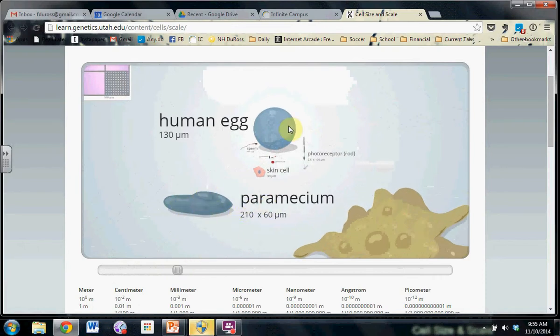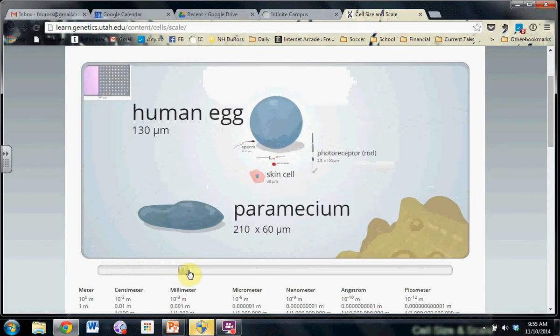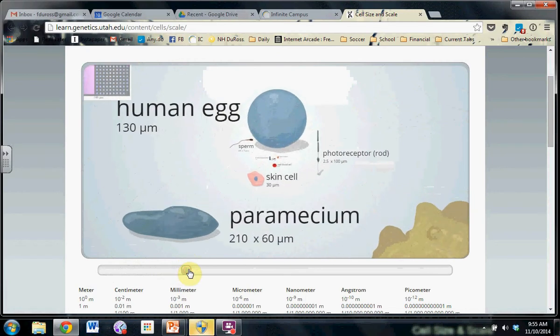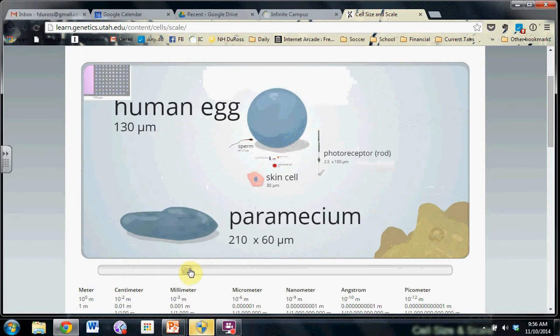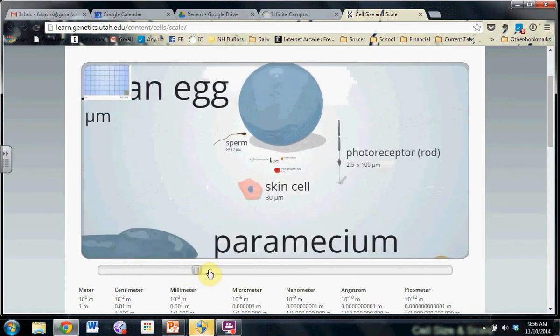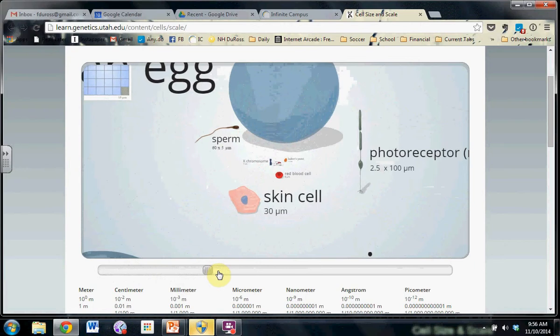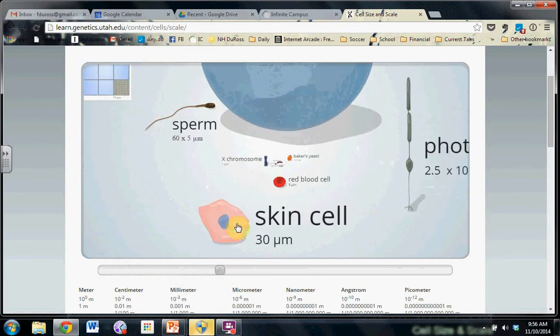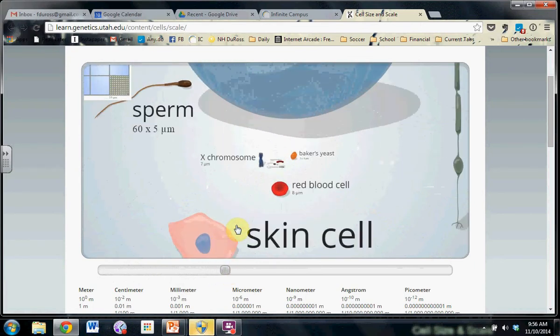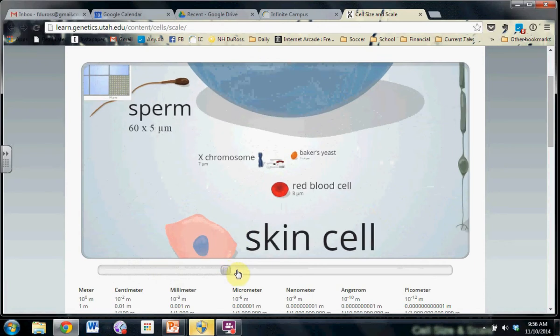Then we start to get to some human cells. A human egg cell, a female egg cell, is actually the largest cell in the human body, and it would be visible. You don't need a microscope, I guess, to see it. It's slightly visible. A sperm cell, the male reproductive cell, is much, much smaller. A skin cell is about 30 micrometers. Now we're getting smaller. We can't see these things. We need the microscope. Red blood cells are even smaller.